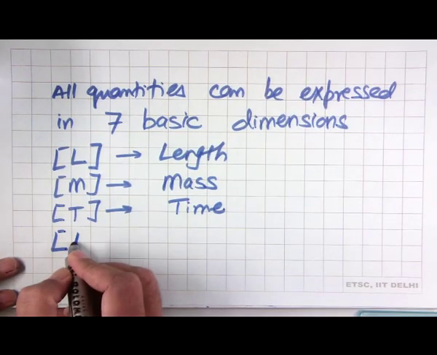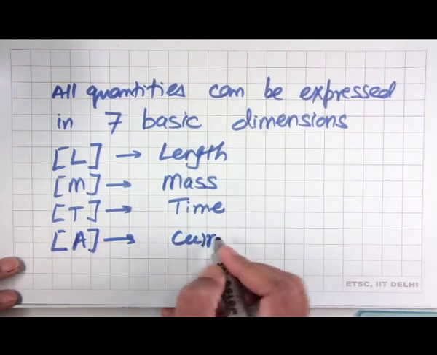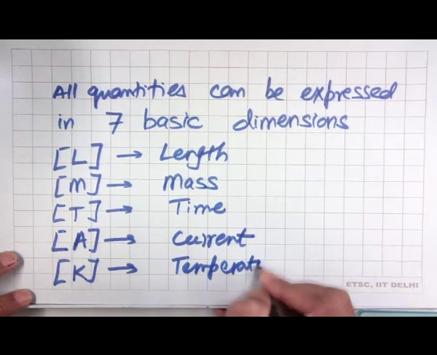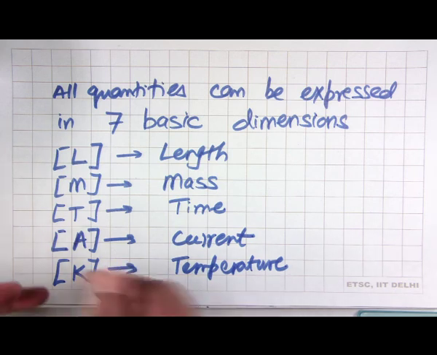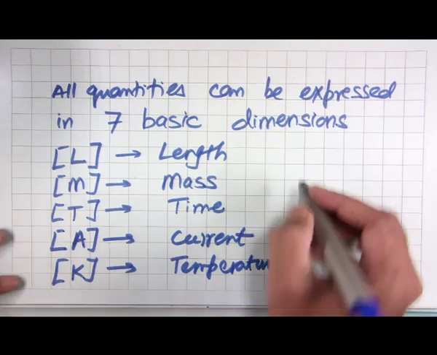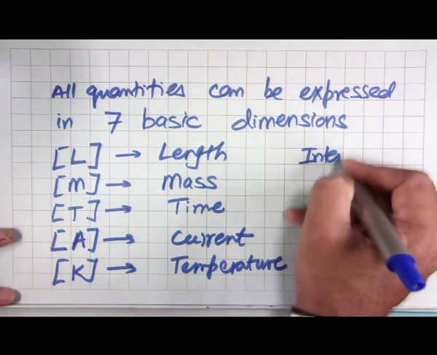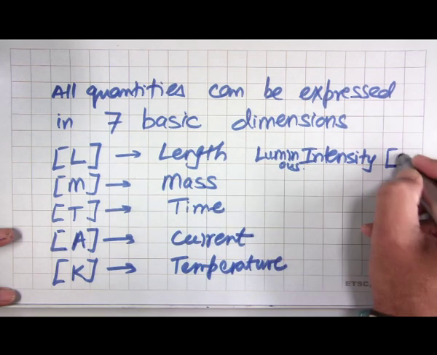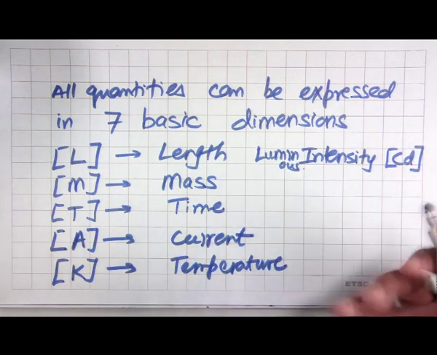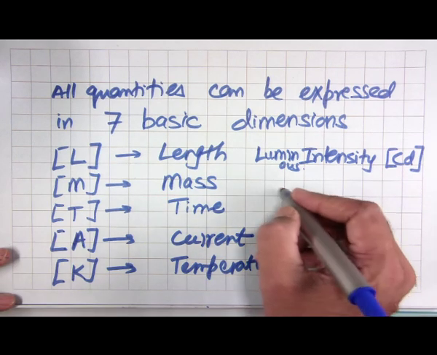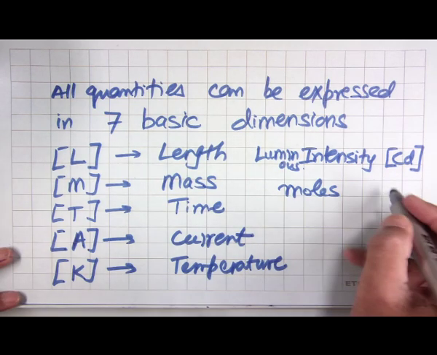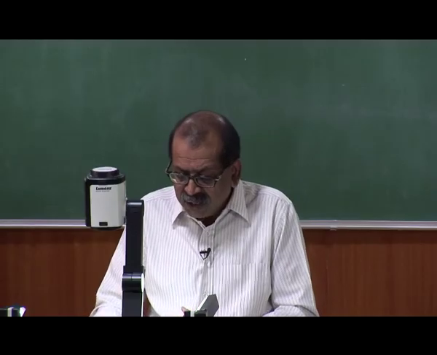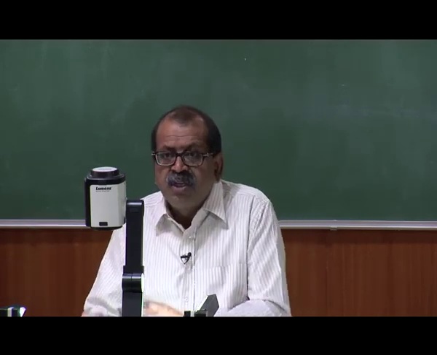Once we come to electricity, then we get a dimension which we use A, and that is the symbol for current, and for temperature we can use a symbol K to differentiate it from time, or sometimes people also use the Greek symbol theta for temperature, and then the sixth quantity will be intensity, and this is luminous intensity. In SI units, the symbol used is candela, so we keep cd, we can use anything else also. And finally, the amount of substance, which we measure in moles, so we can use MOL. So, these are the 7 basic dimensions, and any quantity which we write can be expressed in terms of products or divisions of these dimensions.